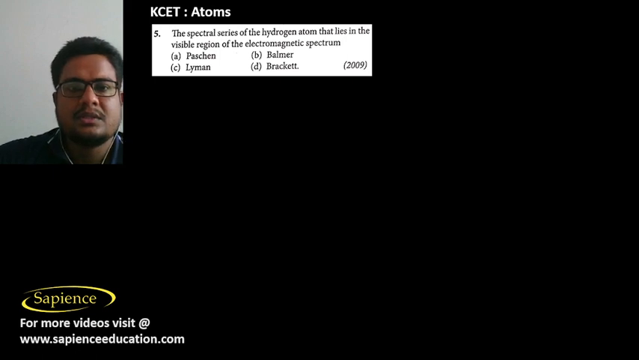Question number 5 says that the spectral series of the hydrogen atom lies in the visible region of the electromagnetic spectrum. The series that lies in the visible region is the Balmer series. And B is the correct answer.